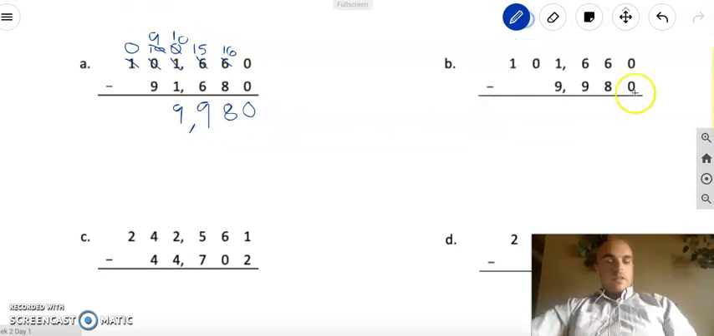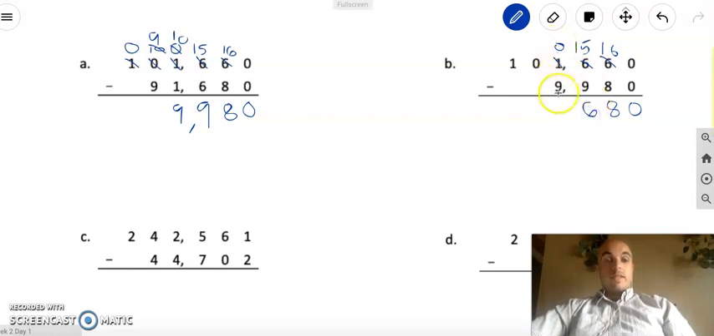Okay, so let's subtract. 0 minus 0 can't be anything more or less than 0. Nothing from nothing gives you nothing. 6 minus 8 is impossible, so I need to borrow, making this 5. This becomes 16. 16 minus 8 is 8. 5 minus 9 is impossible. I can't borrow from 5, so I need to actually borrow from over here, making this a 0. This is now 15. 15 minus 9 is 6.